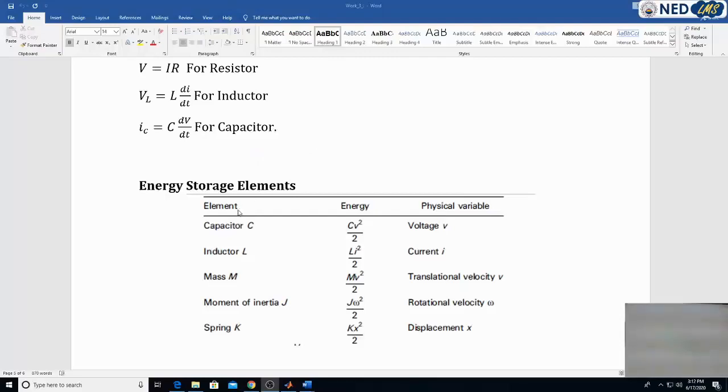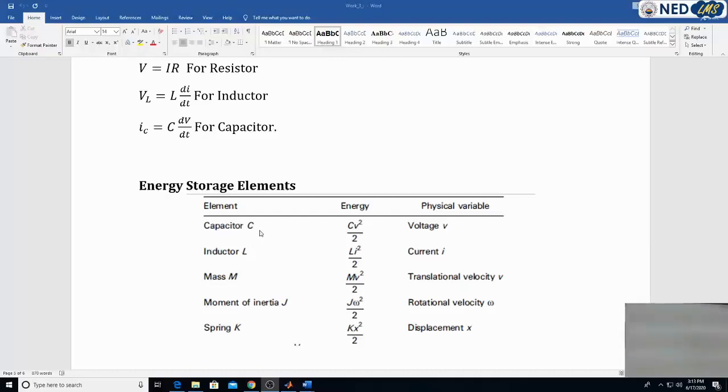And how they are related: the capacitor stores energy by virtue of voltage. So voltage is basically the physical variable, and the energy relation of the capacitor is denoted by half CV square. Similarly, the inductor stores energy by virtue of current, mass stores energy by virtue of velocity, the moment of inertia by virtue of angular velocity, and the spring by virtue of displacement, which we discussed. So these are the basic relations which you should know about these basic elements which can store energy. We will use these relations in the next lectures.